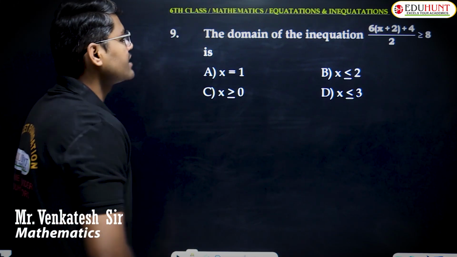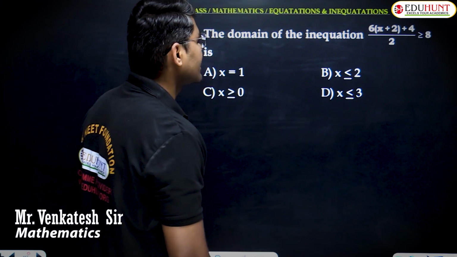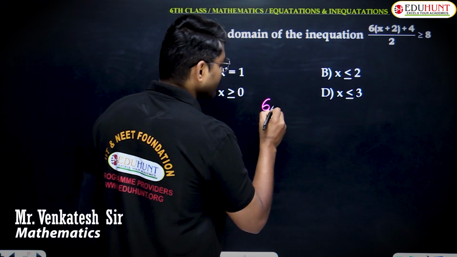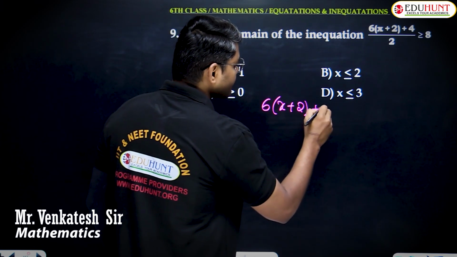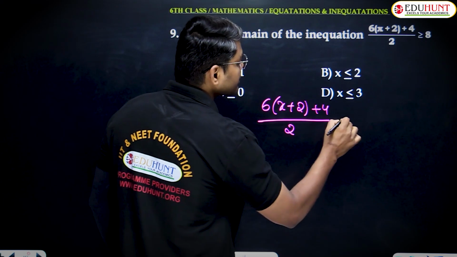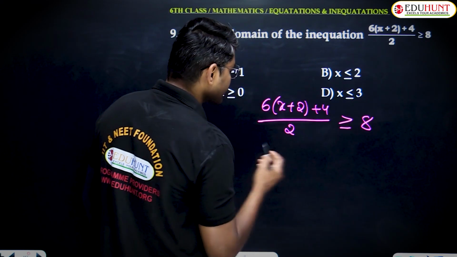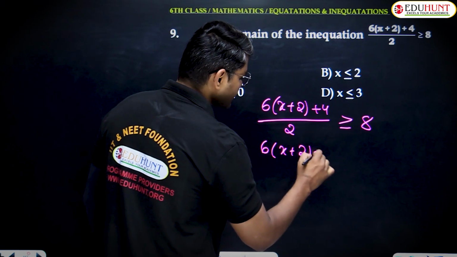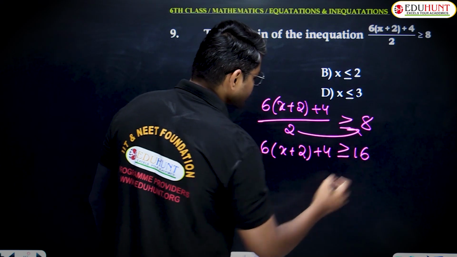The domain of the inequation 6(x + 2) + 4/2 ≥ 8. So, this 2 becomes multiplication: 6(x + 2) + 4 ≥ 8 × 2, that is, 16.